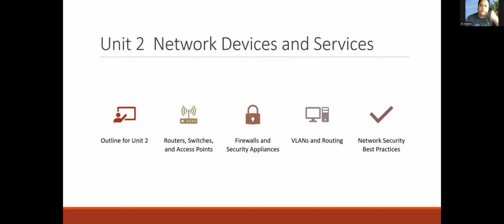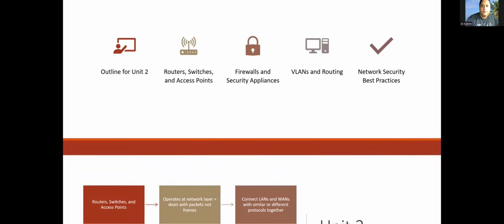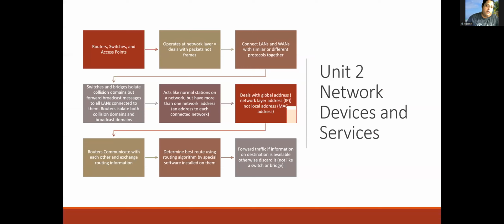So let's get started with routers, switches, and access points. So routers, switches, and access points, all three, operate at the network layer. You'll remember I had you look at OSI models, talked about in the networking, operates on the network layer. Connects LANs, which are local area networks, and WANs, wide area networks.